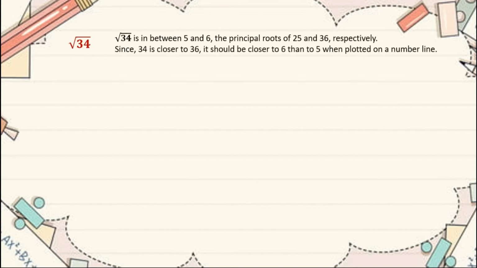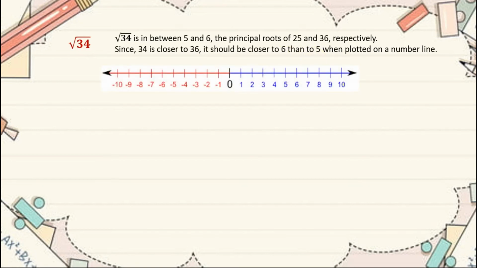So square root of 34 is between 5 and 6, the principal roots of 25 and 36 respectively. And since 34 is closer to 36, it should be closer to 6 than to 5 when you plot it on the number line. So let's have this number line. As we said a while ago, it should be between these numbers 5 and 6, but closer to 6. So our point will be here. And of course, we should label our answer. Next.